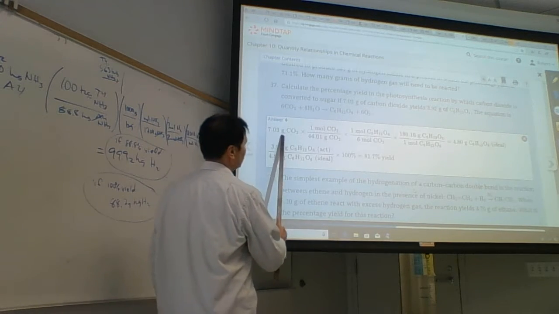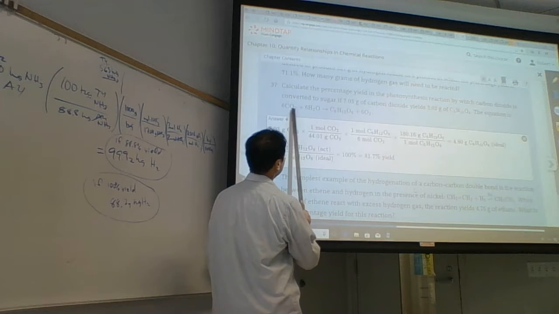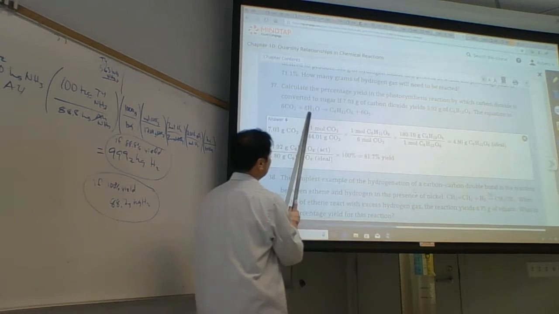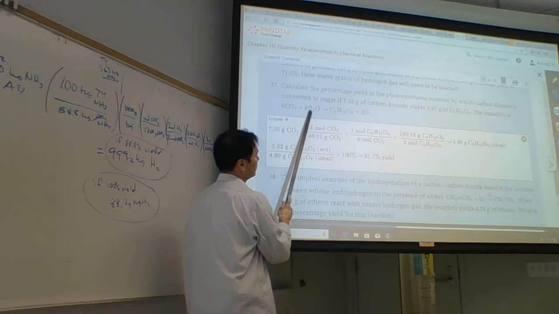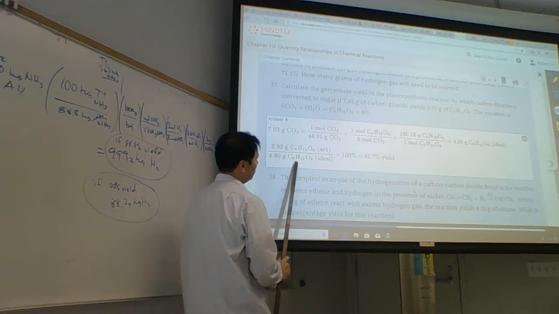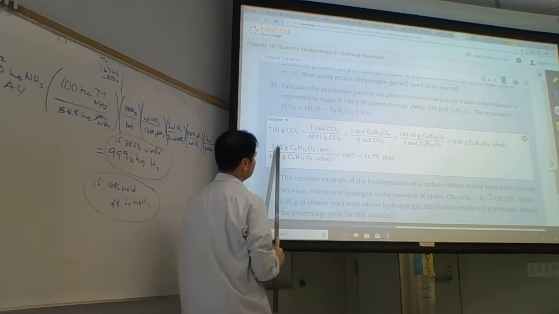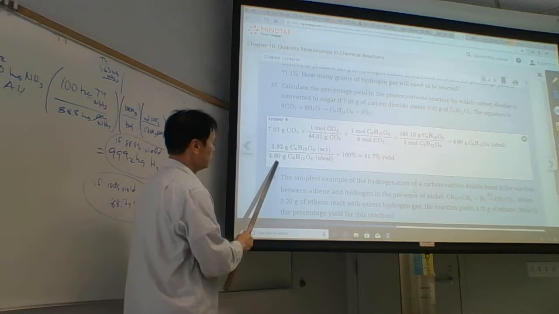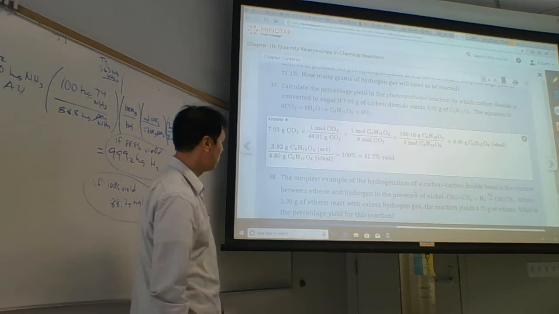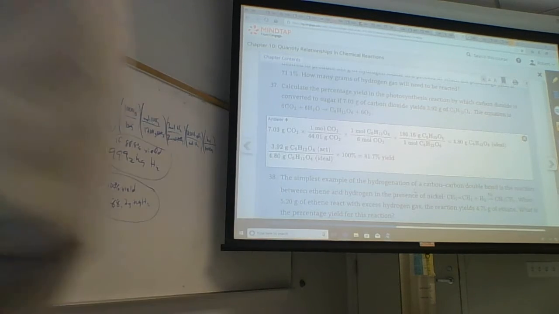So we calculate the theoretical yield based on limiting reactant being CO2 here, 4.80. We don't have to do the other calculation because we're assuming it's excess H2O, step one. And then the actual yield is 392. Theoretical yield is 480. So it's about 80% yield.